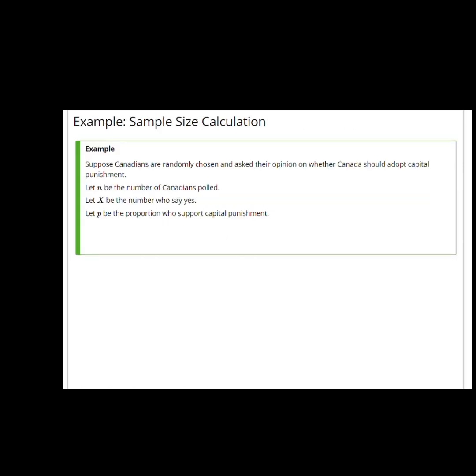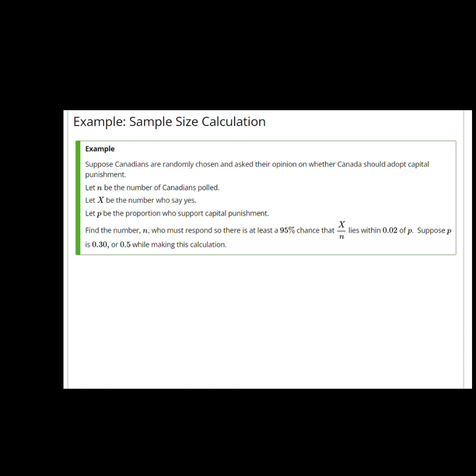Here's a common problem: determining the appropriate sample size for a poll. Suppose a political party wants to determine the proportion of voting-age Canadians who think Canada should adopt capital punishment. A total of n Canadians are randomly chosen and asked their opinion. Let X be the number who answer yes, they do support capital punishment. I'm going to try and guess the value of p, the probability of someone supporting capital punishment, by using the random variable X divided by n. I'm approximating the probability with the proportion X over n in a sample.